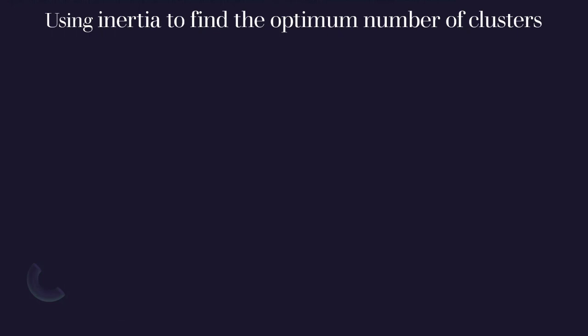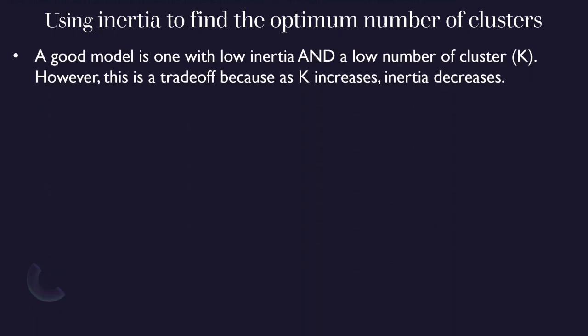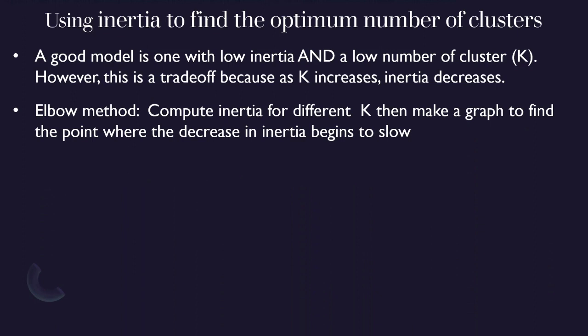Now that you have a good understanding of how to calculate the inertia for a specific number of clusters, let's see how you can use inertia to find the optimum number of clusters. First of all, what you need to know is that a good model is one with low inertia and a low number of clusters, K. However, this is a trade-off because as K increases, inertia decreases. So a good method to find the optimum number of clusters is the elbow one.